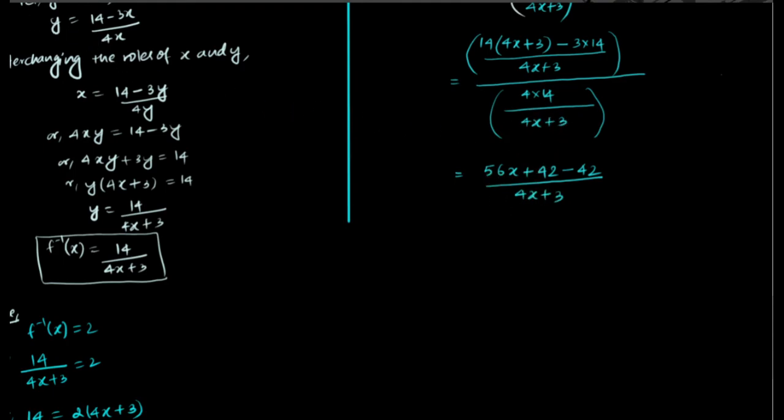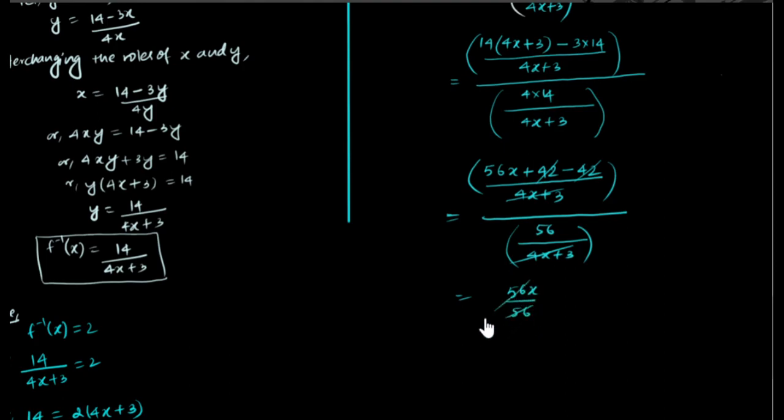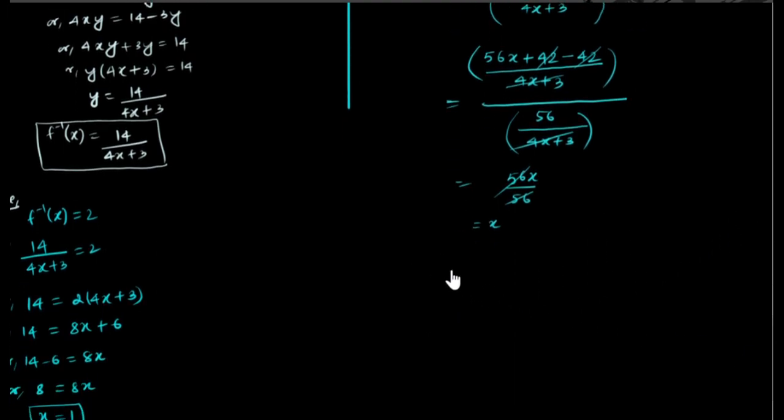You may do the reciprocal here, but let me solve it as it is. It will be equal to 4 times 14, 56, whole upon 4x plus 3 in the denominator, and the whole fraction in the numerator. The 4x plus 3 and 4x plus 3 cancel here. 42 and 42 also cancel. So 56x divided by 56, 56 and 56 cancel, and x remains. What did we get here? f composite f inverse x is equal to x.